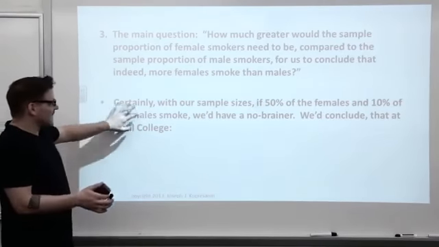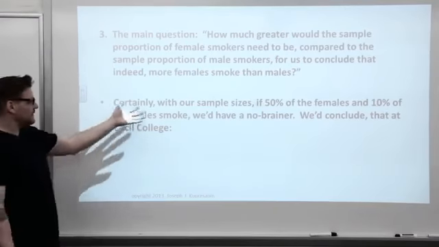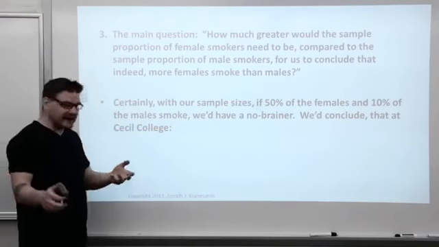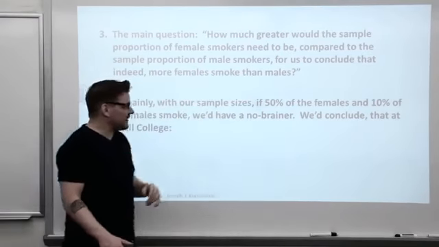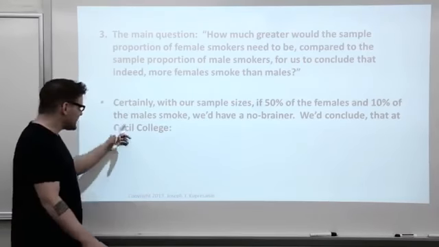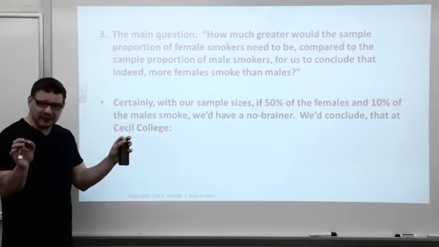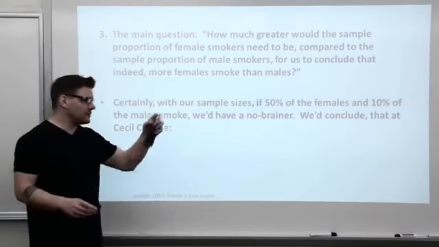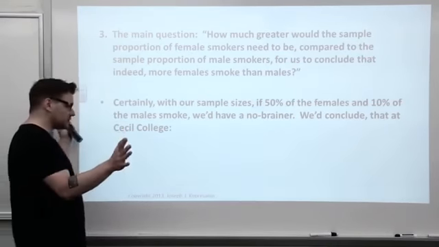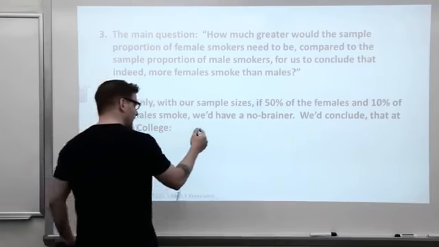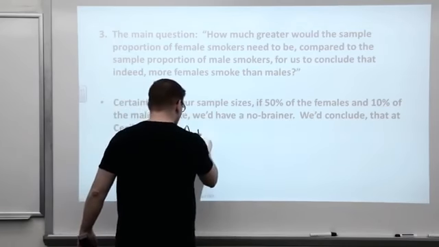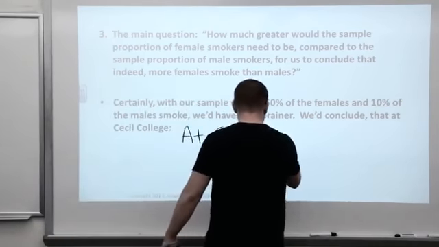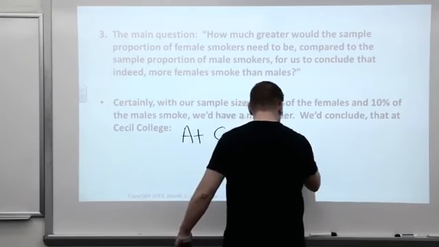Certainly with our sample sizes, now think of these extremes. With 120 females, 90 guys, if I had 50% female smokers and just 10% males in my sample, I'd have a no-brainer, right? Everybody in their right mind would conclude that, you bet, at Cecil College, more females are smokers, right? A higher percentage. So this would be a no-brainer.